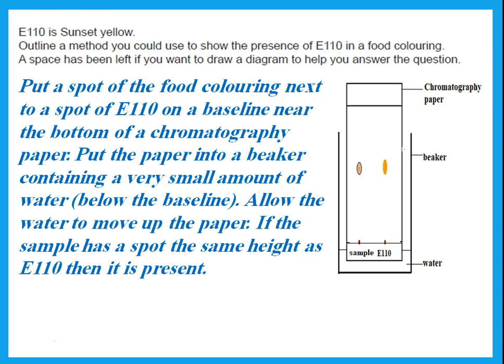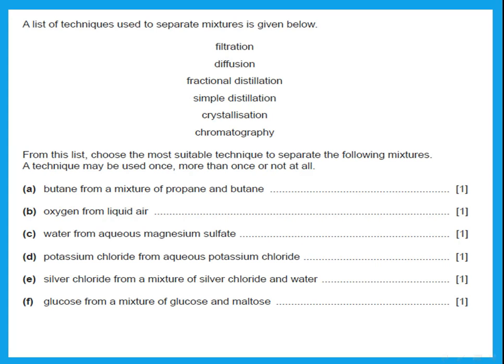Okay? A list of techniques used to separate mixtures is given below. From this list, choose the most suitable technique to separate the following mixtures. A technique may be used once, more than once, or not at all. So, he says butane from a mixture of propane and butane. All of these alkanes are gases. How do we separate a mixture of gases? We said by diffusion through a porous tube. This was done in the first chapter.